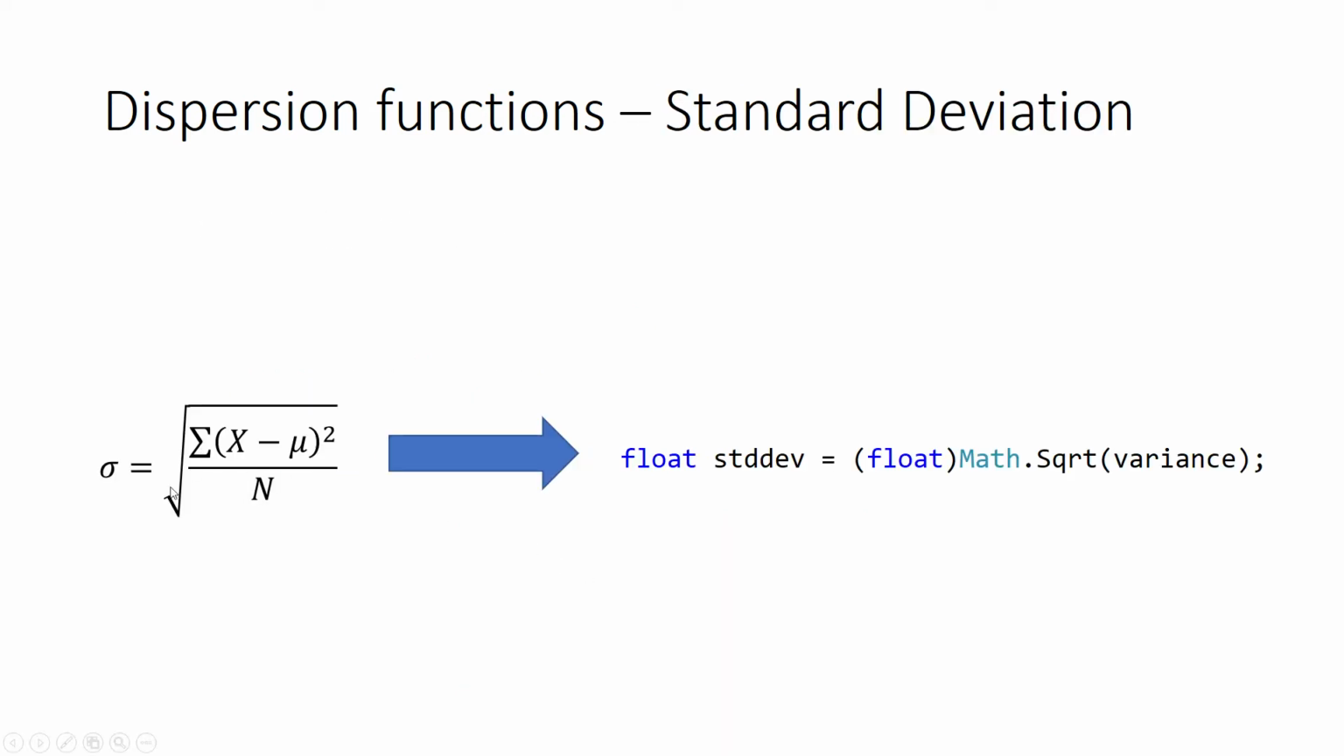Standard deviation looks even more complicated because it's the exact same thing but with a square root around it. But once you've done all the code from the previous slide, all you need to do is take that variance and give it a square root. You've got the standard deviation.